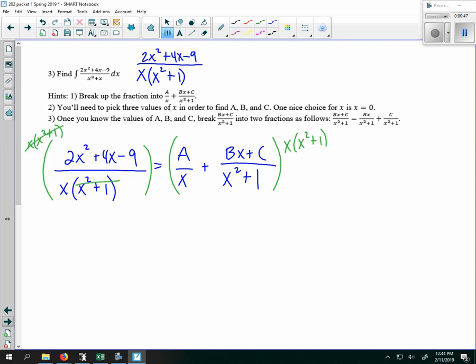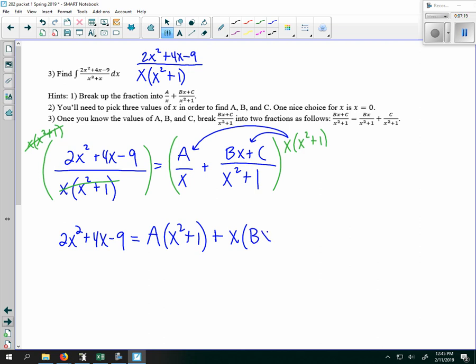On the left, the whole denominator cancels, and I have 2x squared plus 4x minus 9. And on the right, when I distribute my common denominator to the A fraction, the x's cancel, and I have A times (x squared plus 1). And when I distribute it to the second fraction, the (x squared plus 1)'s cancel, and I get x times (Bx plus C). So I've got no more denominators.